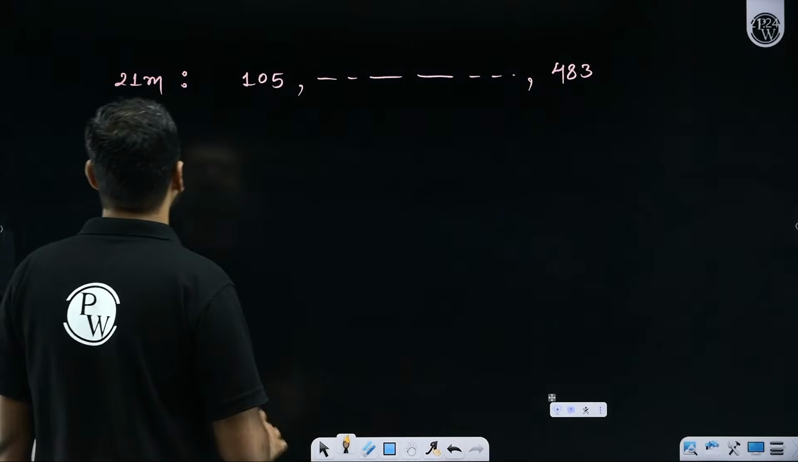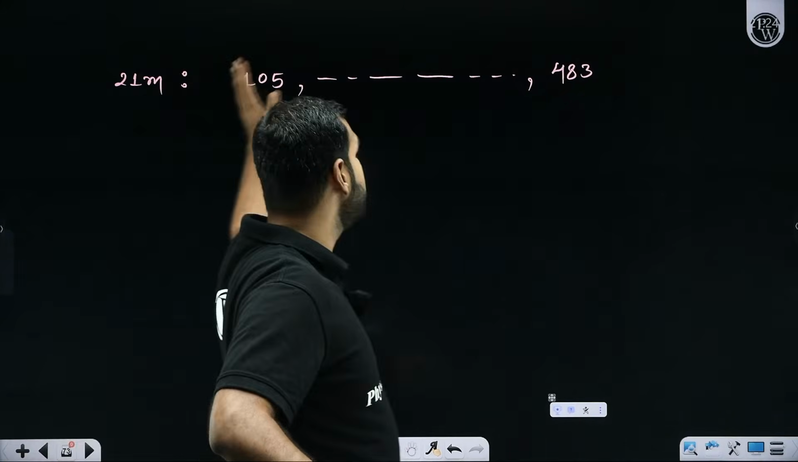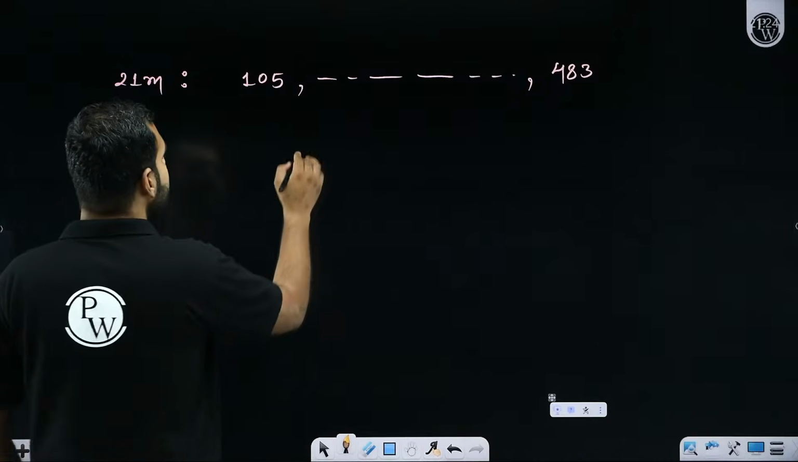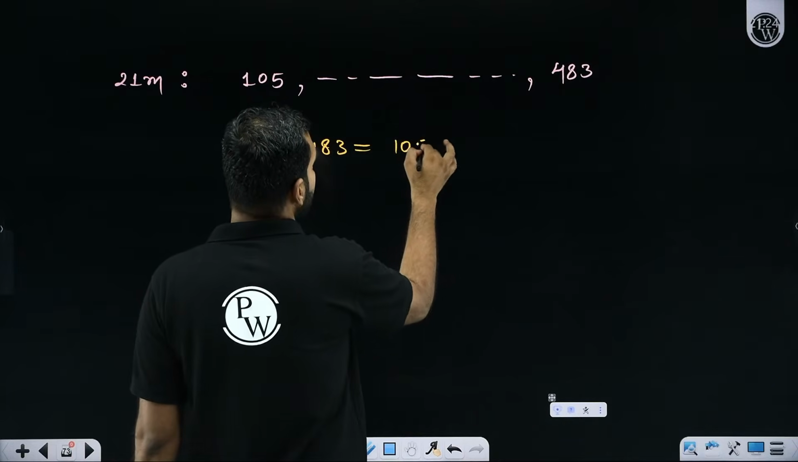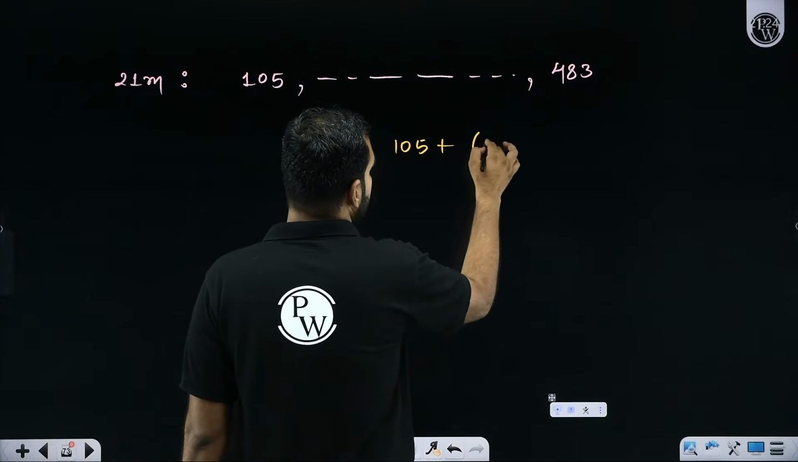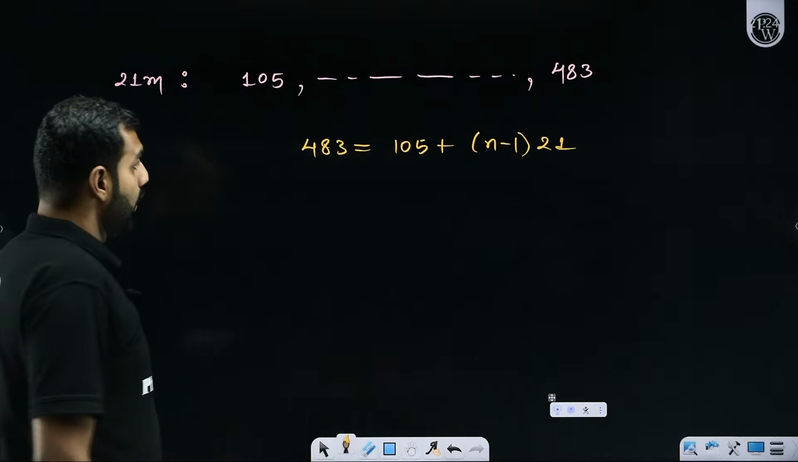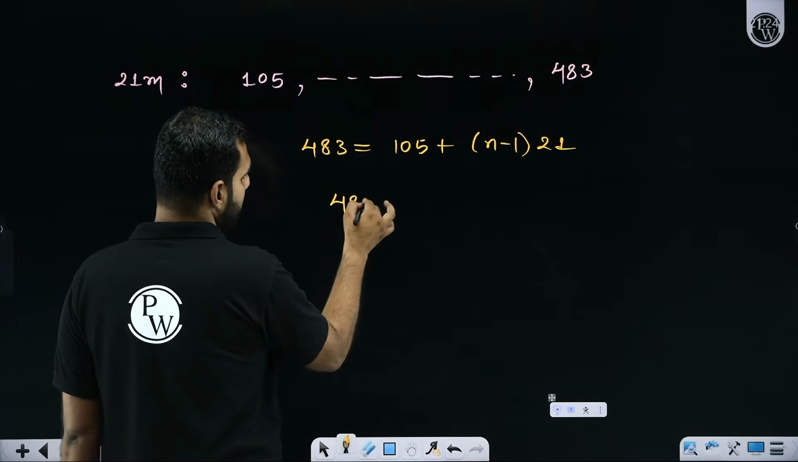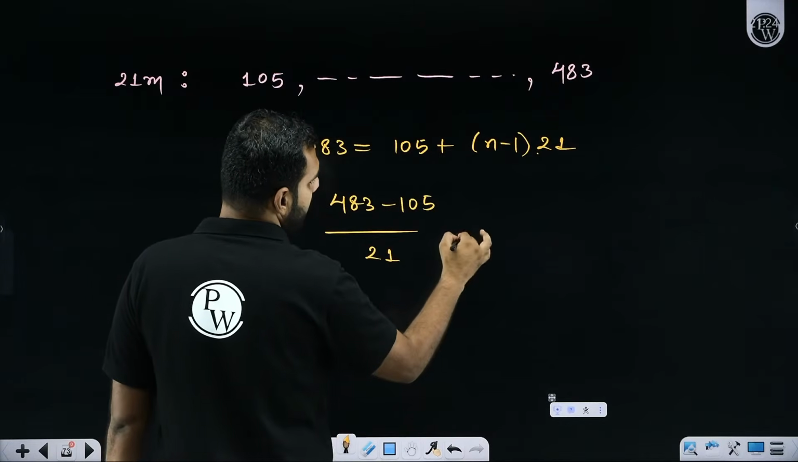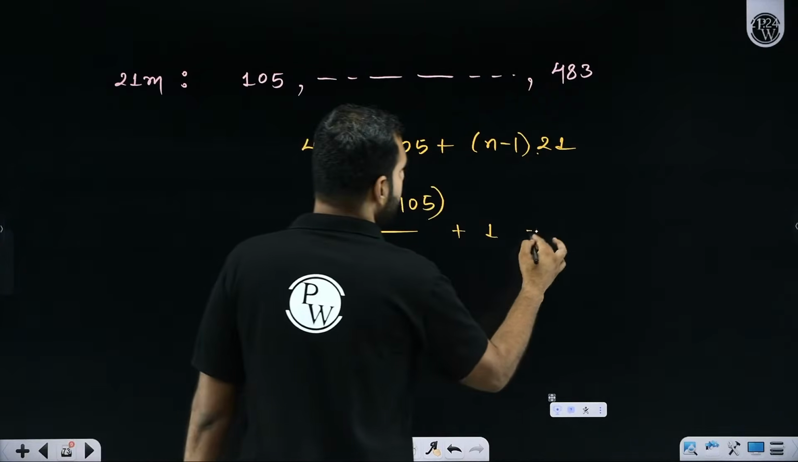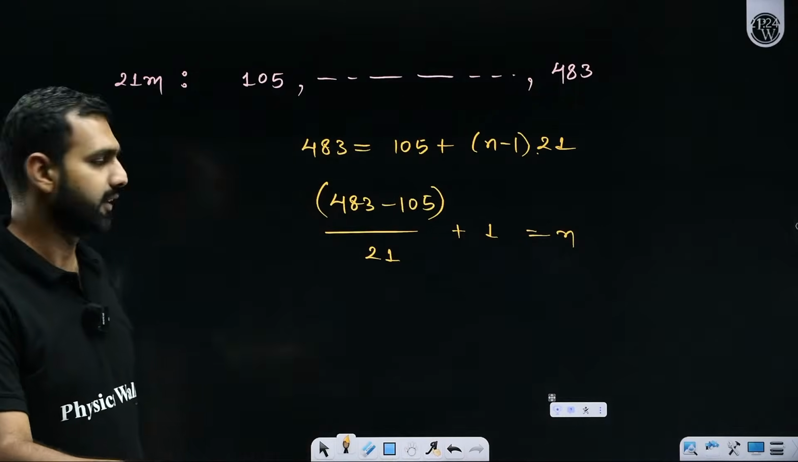Pay attention everyone. If I want to calculate the number of terms here which are divisible by 21, lying between 100 and 500, it is going to be calculated with this. Nth term 483 is equal to A, which is 105, plus n minus 1, let's say here n minus 1 into D. Common difference is 21. Getting it everyone? With this, it will be 483 minus 105 divided by 21 is equal to n minus 1. So if I add 1 to it, it will give me the number of terms between 100 and 500 which are divisible by 21. Yes or no, participants?